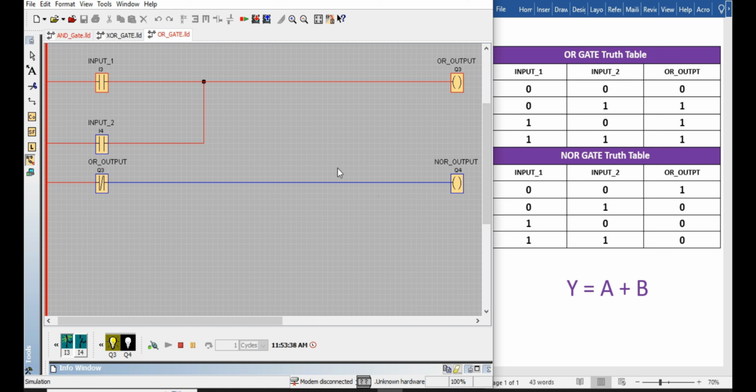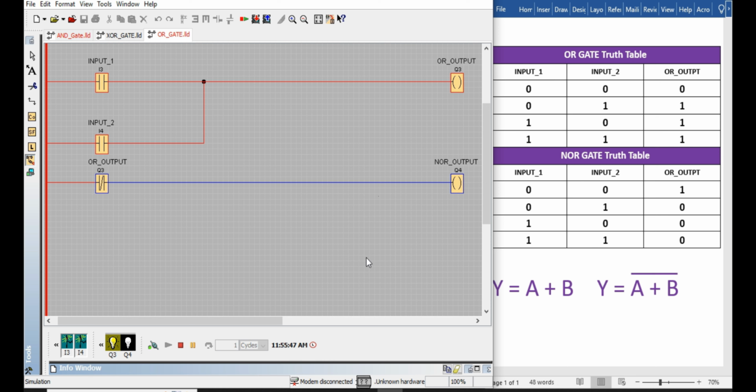Move towards the last entry. Both inputs are 1. In this case the output should be high. Now both inputs are high. The output is high and it is verifying the truth table. So we have successfully implemented OR gate in ladder logic programming language. Now we will move towards NOR gate.